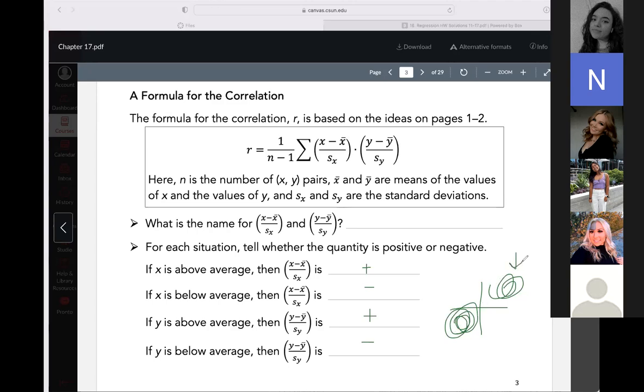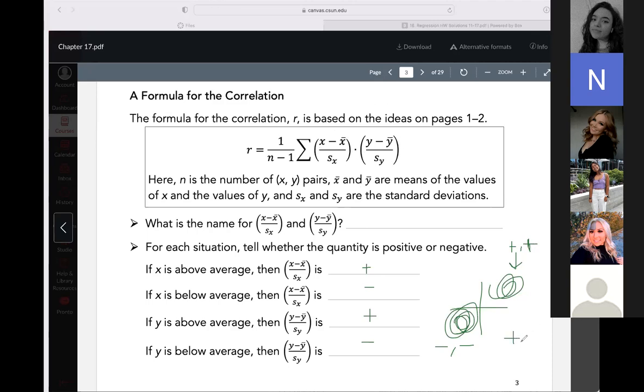So it makes sense why, if there's lots of dots here and here, the correlation is positive, because if you're a dot here, then both your X minus X bar over SX and Y minus Y bar over SY are positive numbers. And if you multiply two positive numbers, what do you get? Positive. Okay, what about down here where they're both negative? Positive.